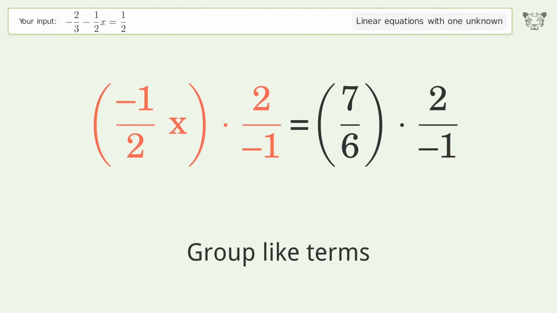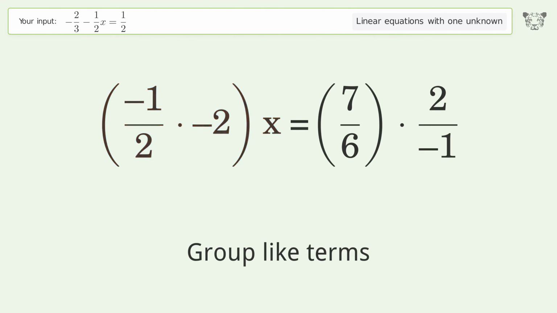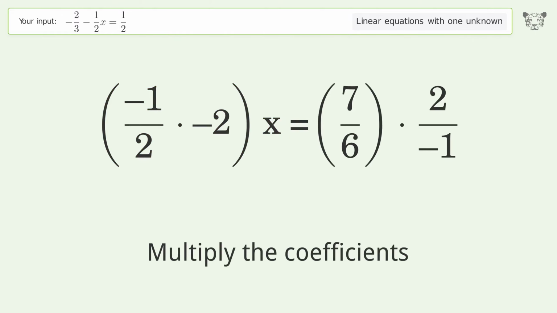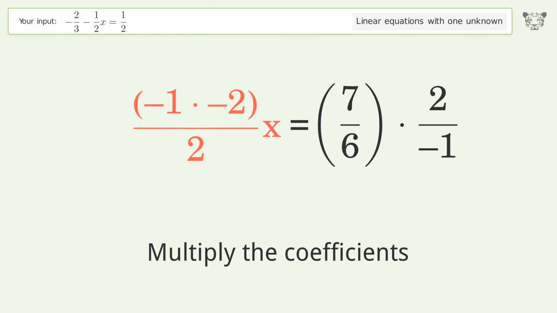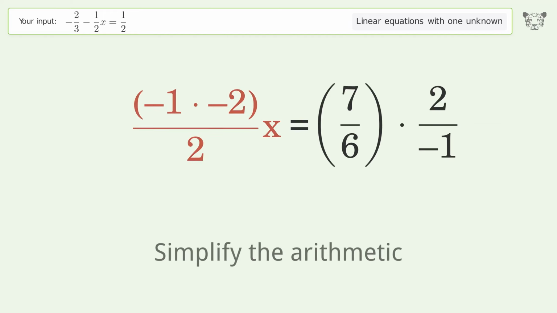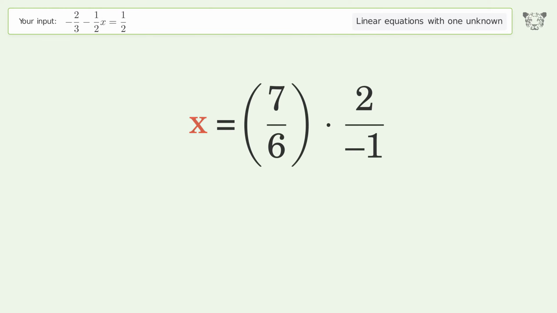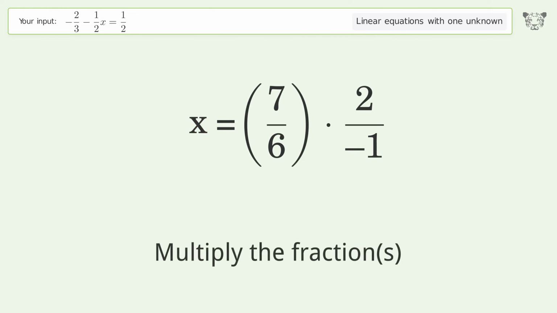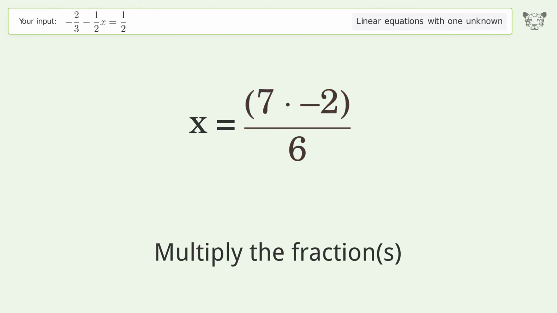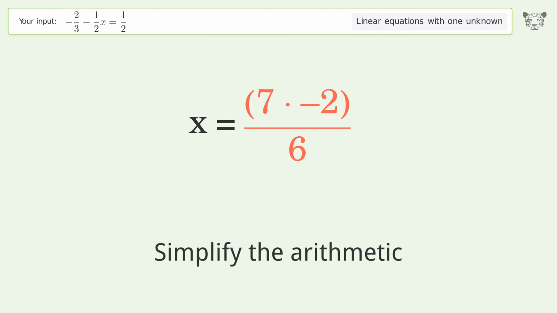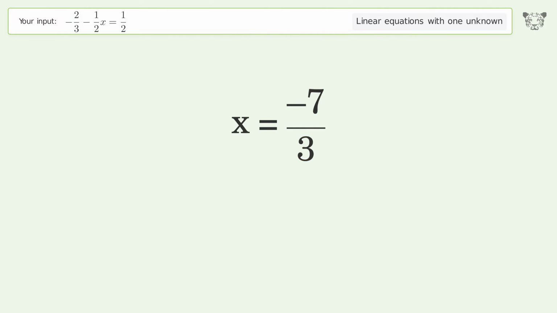Group like terms. Multiply the coefficients. Simplify the arithmetic. Multiply the fractions. Simplify the arithmetic. And so the final result is x equals -7/3.